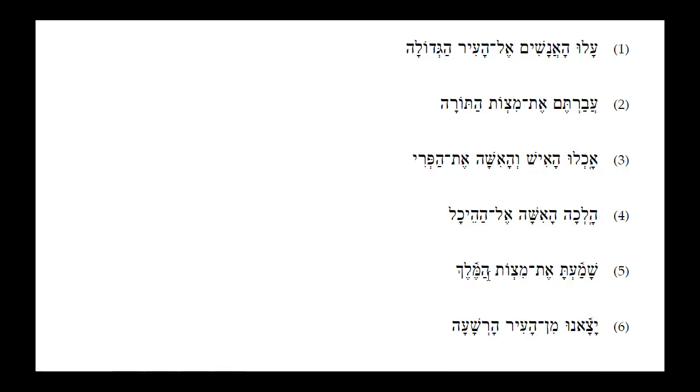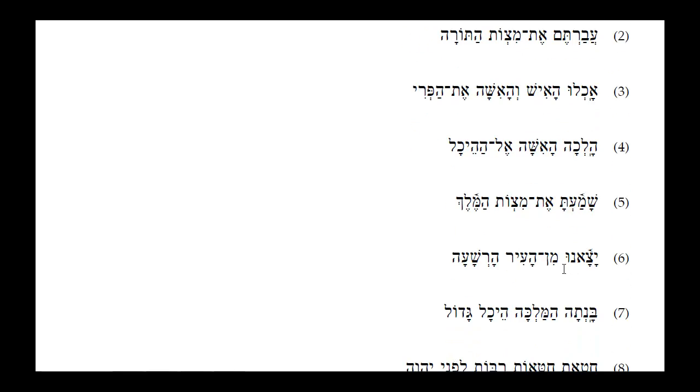All right, number 6, we have yatsanu min ha'ir ha-resha'a. We would translate this as we went out from the evil city. Yatsanu, we look at the nun, and the suffix. It tells us that's the formative. It tells us that it's first common plural, we, and comes from the root yatsa, to go out, or went out.